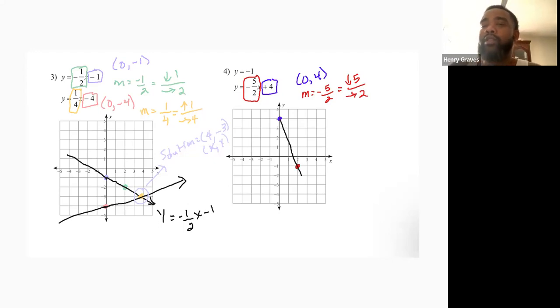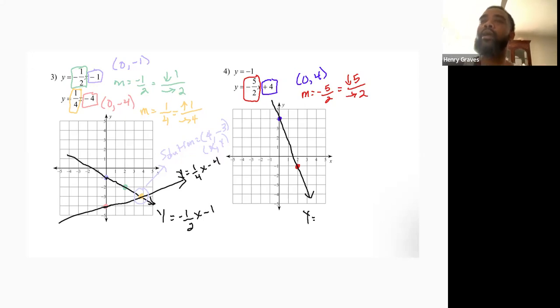Oh, I'm sorry. I forgot to note this one over here is y is equal to 1/4x minus 4. That's my fault. So this one here is y equals -5/2x plus 4.